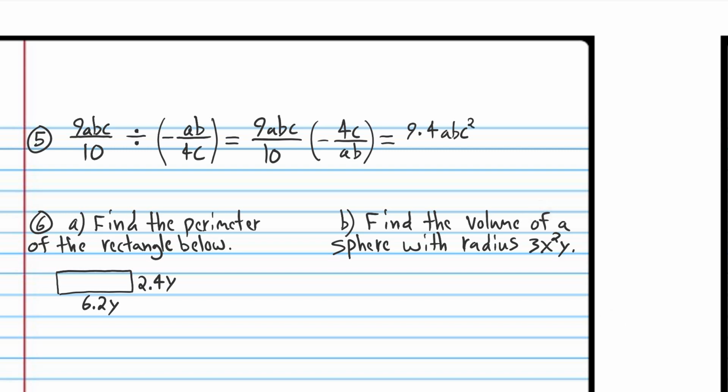And c times c is c squared. So I just multiplied the numerators. I'm going to keep that negative there. 10 times ab is just 10ab.